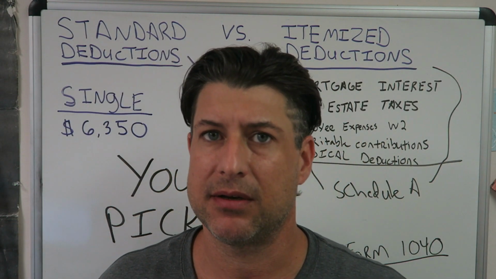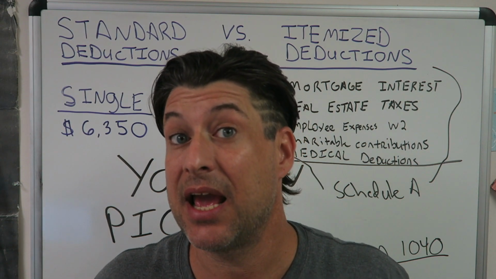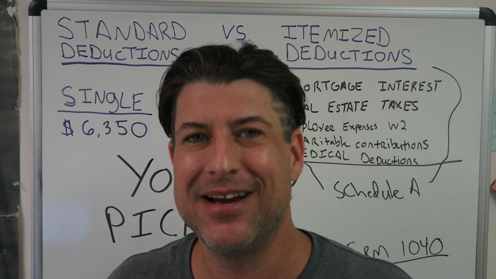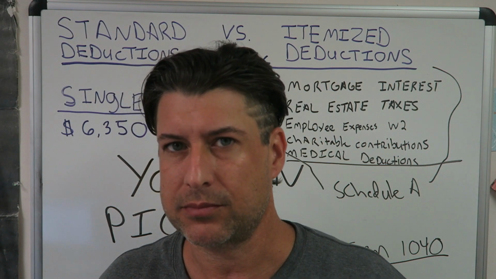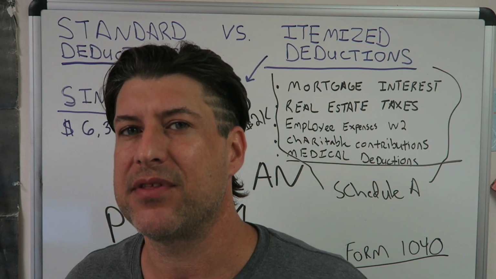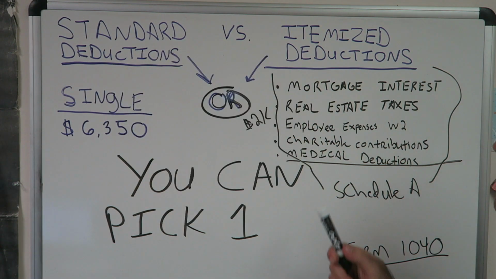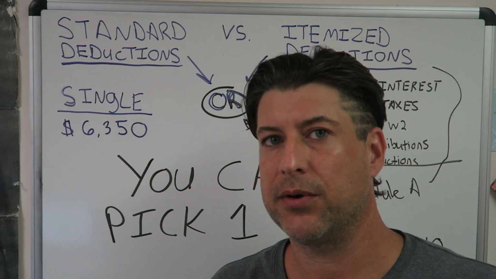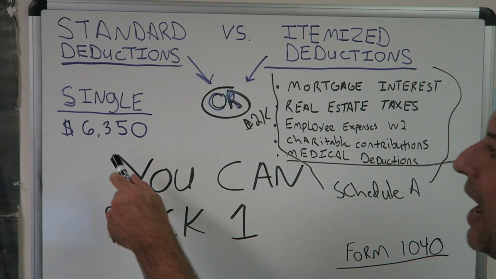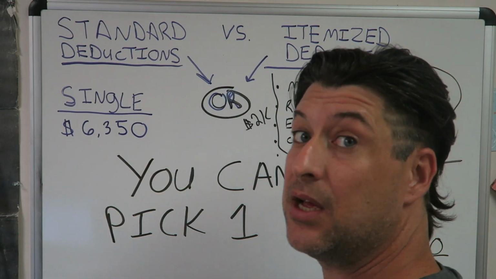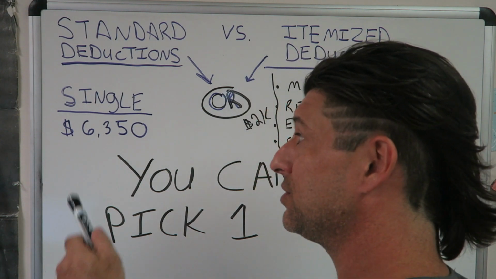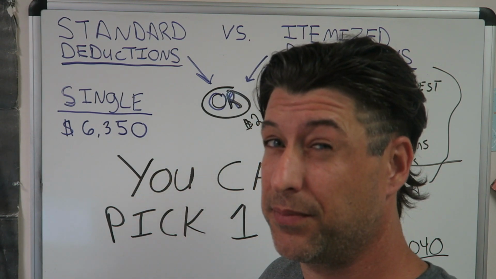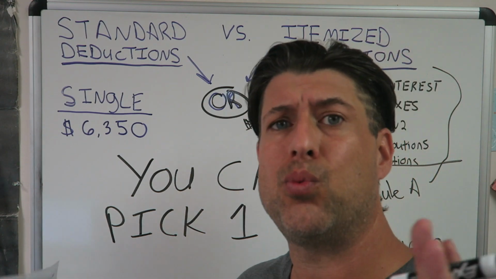Now, usually I ask, do you own your own home? Do you pay real estate taxes, mortgage interest? Because if you don't have those, you have to have extremely high other deductions. Usually if you don't own a home, you're not itemizing, because you have to be higher than your standard deduction. Head of household is almost 10,000. Married filing jointly is like 13,000. So it's always different, but you get one or the other.